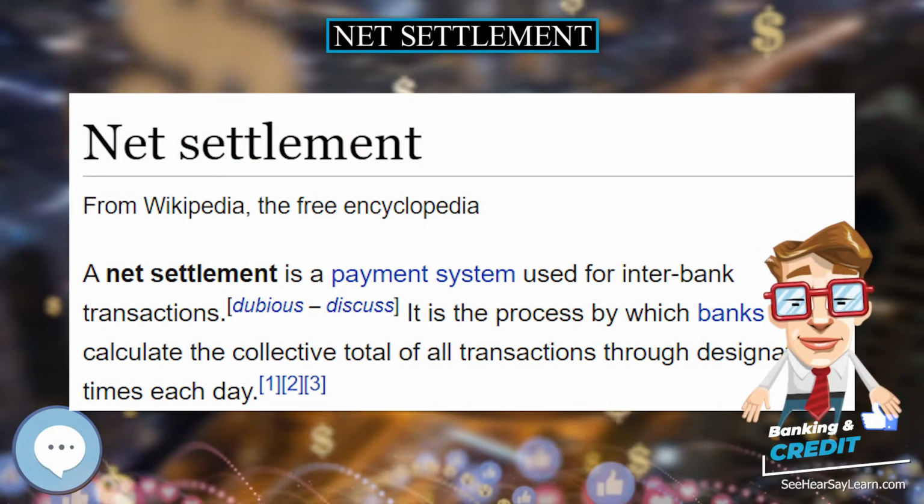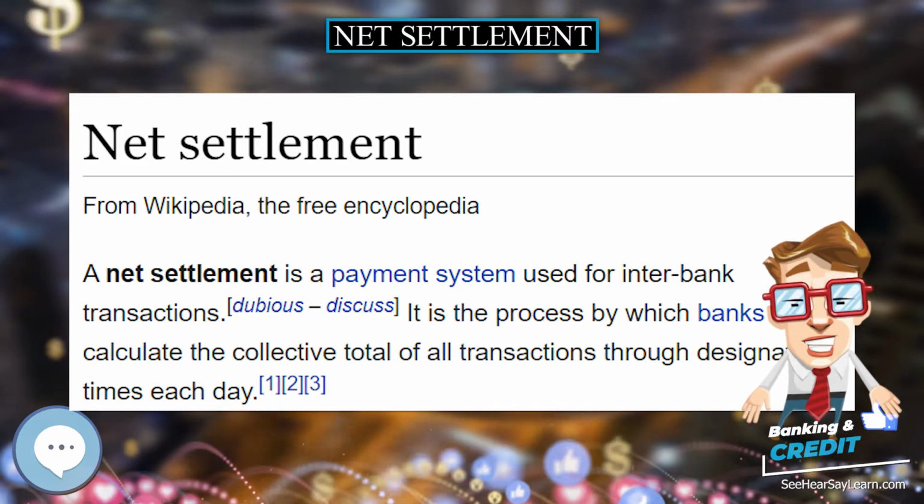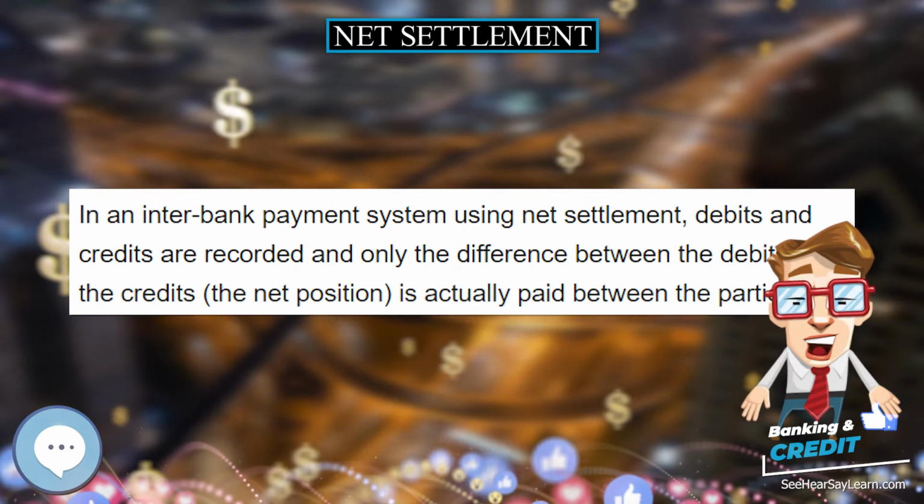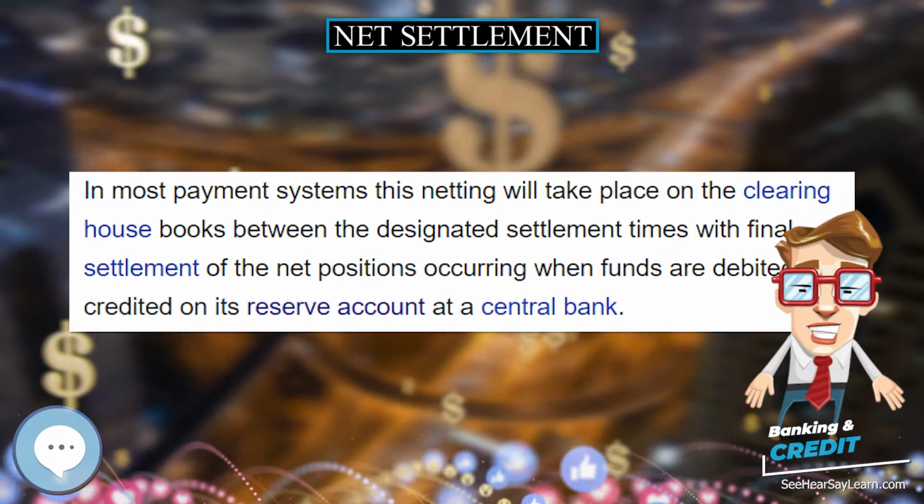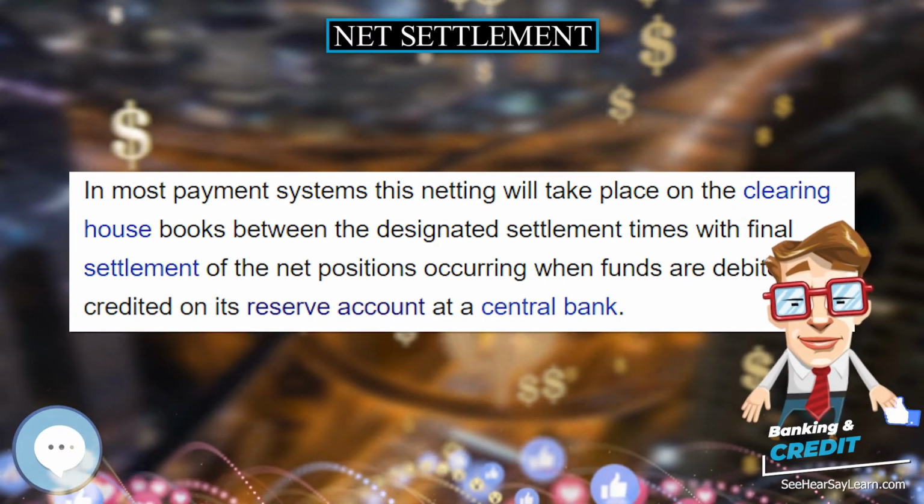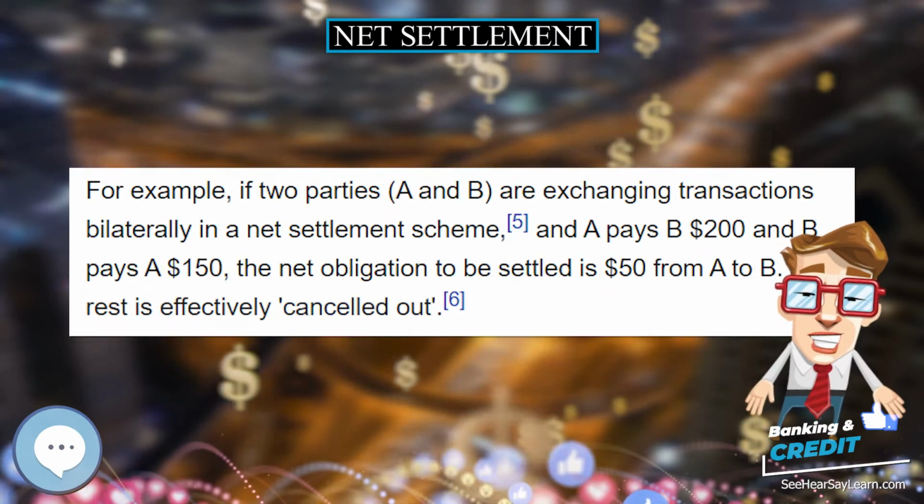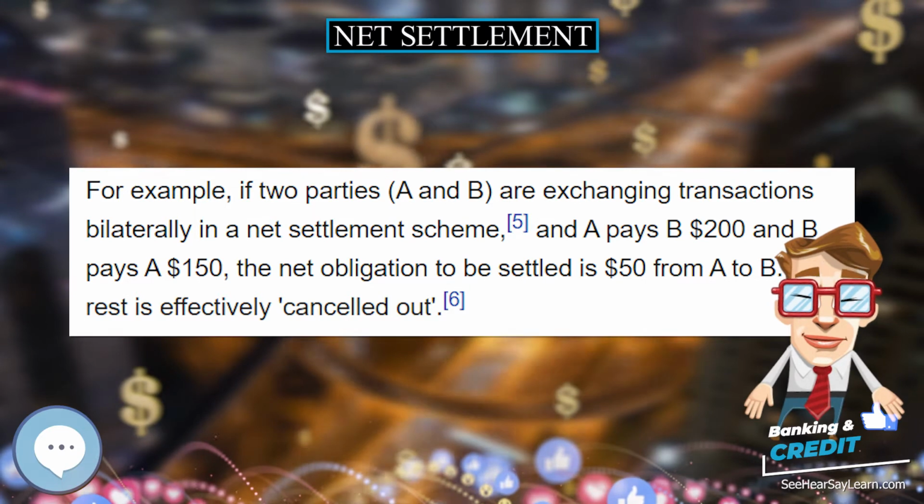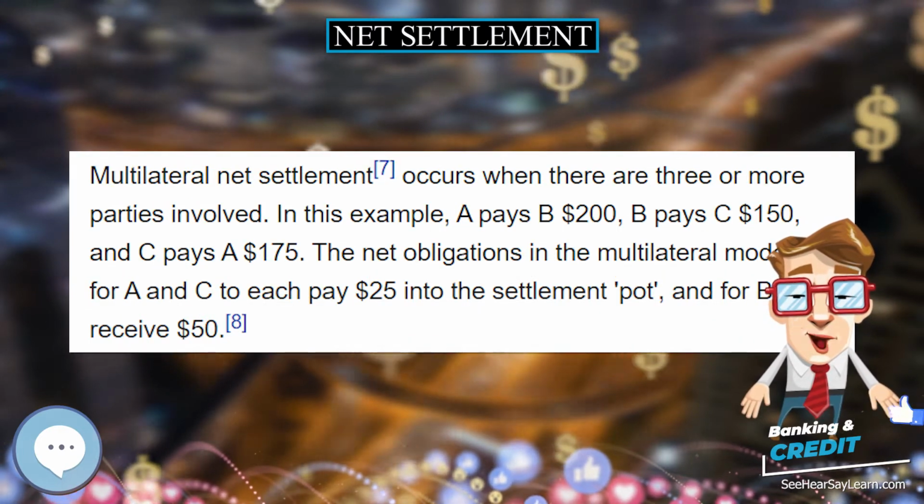Net settlement. A net settlement is a payment system used for interbank transactions. It is the process by which banks calculate the collective total of all transactions up until designated times within each day. In an interbank payment system using net settlement, debits and credits are recorded and only the difference between the debits and the credits, the net position, is actually paid between the parties.